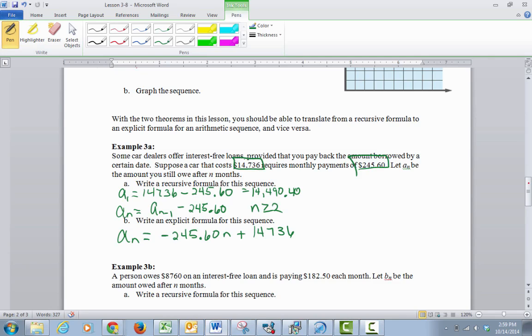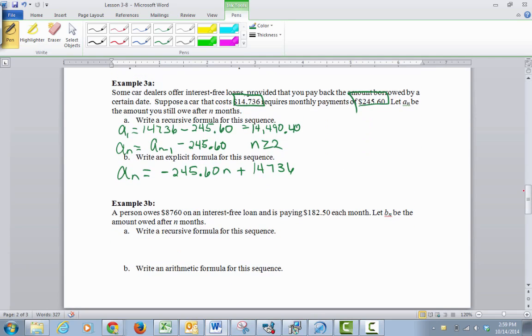All right, so now I want you guys to take a second and try to do the last one and make sure you're on track, and we'll check, okay? All right, so recursively, remember A sub 1 was whatever we're paying at the end of the month. So we have 8,760 minus 182.50. Okay, whatever that was. I don't remember. I didn't calculate it. So then I need to find A sub n. That's the same as saying A sub n minus 1 minus 182.50. Yep. And that's for all n greater than or equal to 2.